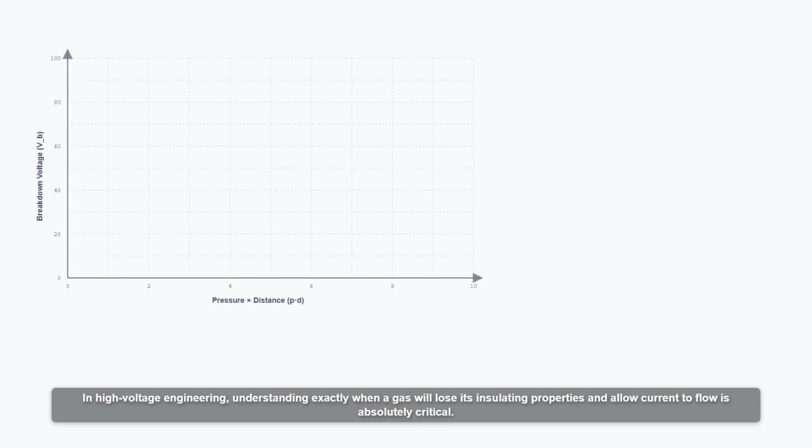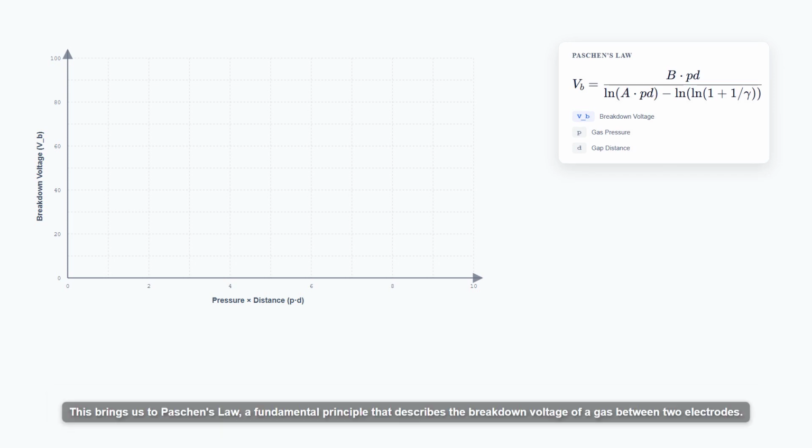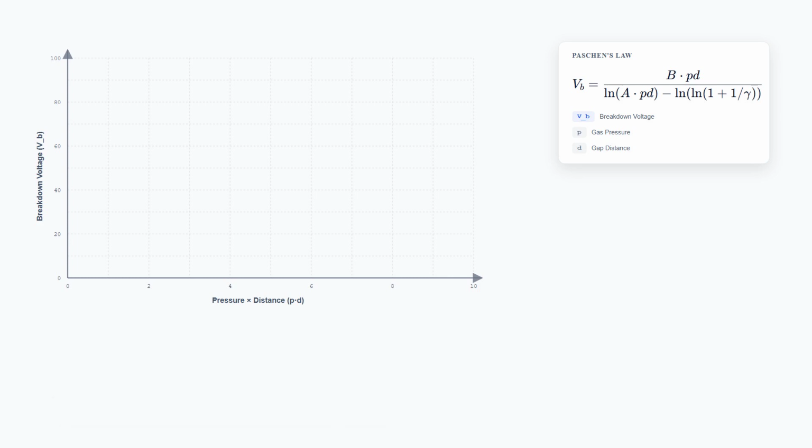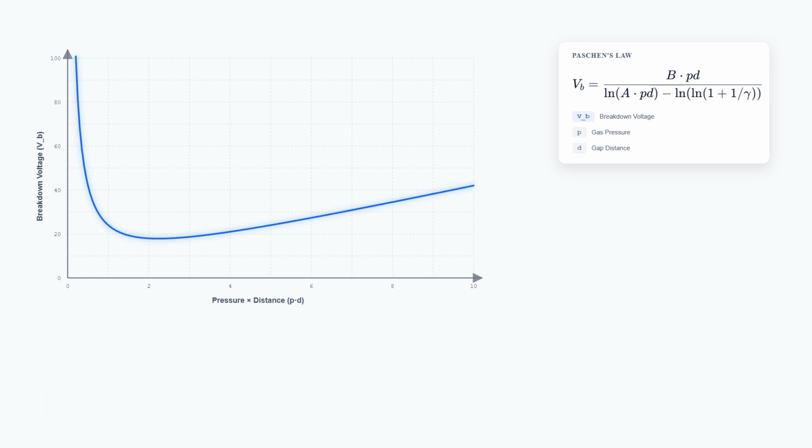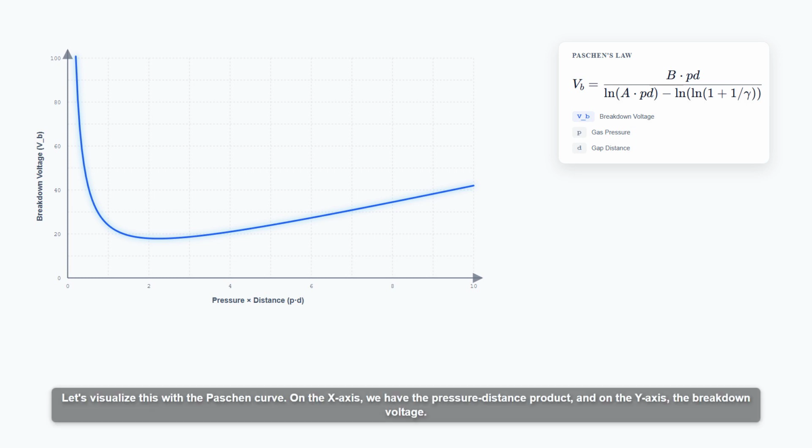In high voltage engineering, understanding exactly when a gas will lose its insulating properties and allow current to flow is absolutely critical. This brings us to Paschen's law, a fundamental principle that describes the breakdown voltage of a gas between two electrodes. The law mathematically states that this breakdown voltage is a nonlinear function of the product of gas pressure and the gap distance. Let's visualize this with the Paschen curve.